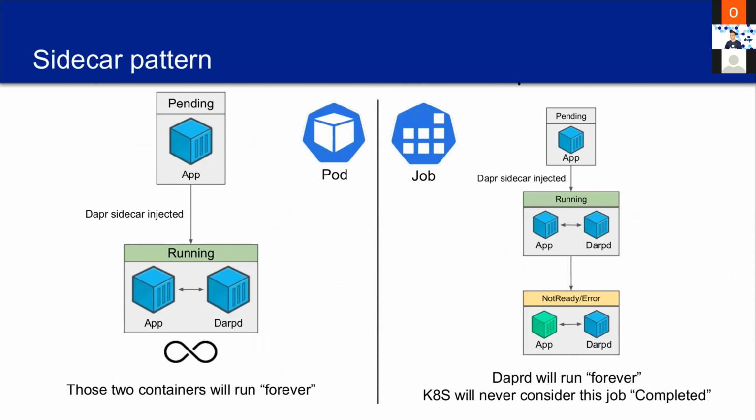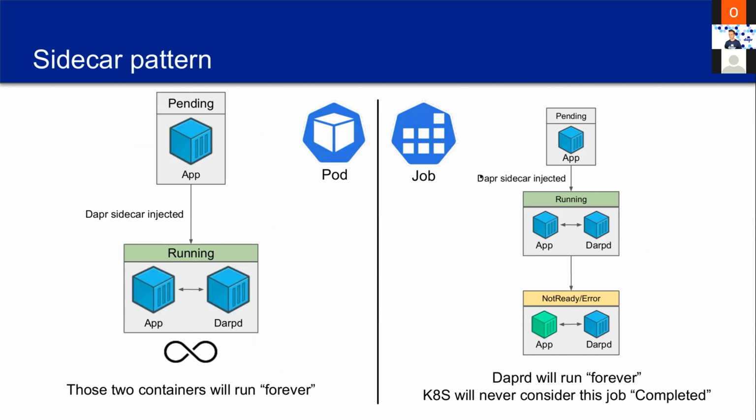So what's the issue with the sidecar pattern? It's really simple. In a pod, when you create an app, a pod with the annotation from Dapr, a sidecar will be injected, and your pod will have two containers. And this pod will hopefully run forever and not crash. But in a job context, we will have the same behavior.